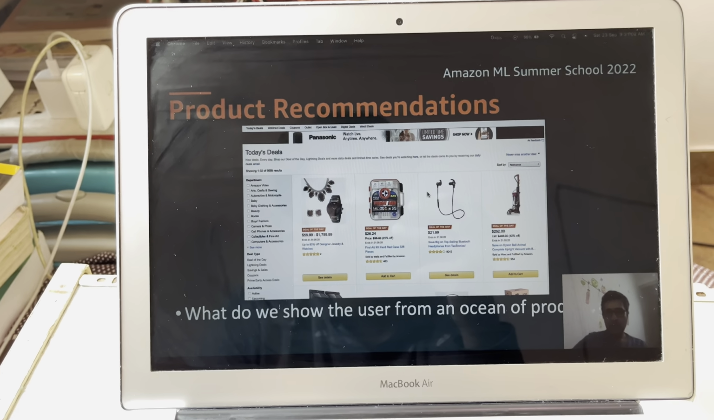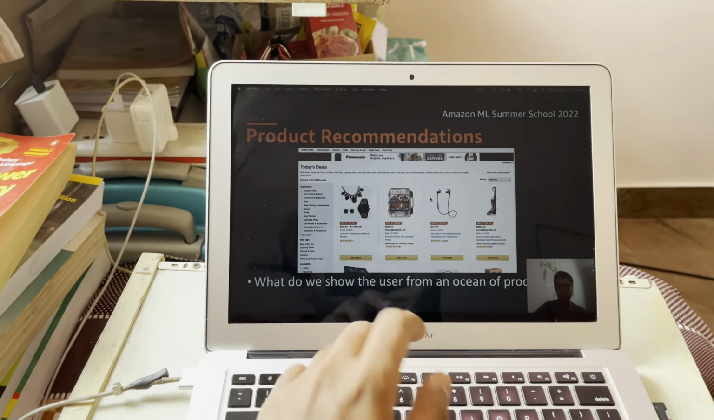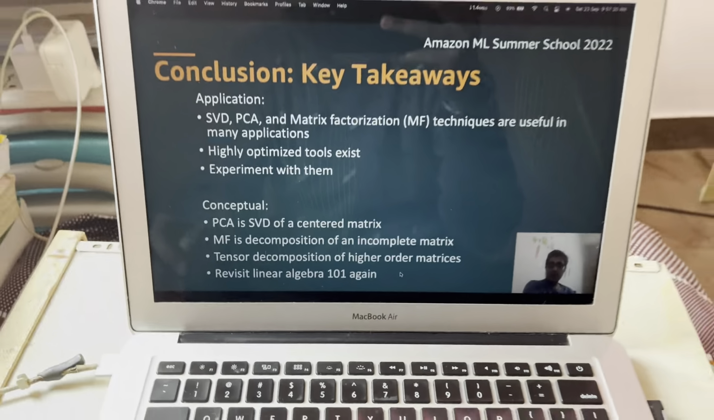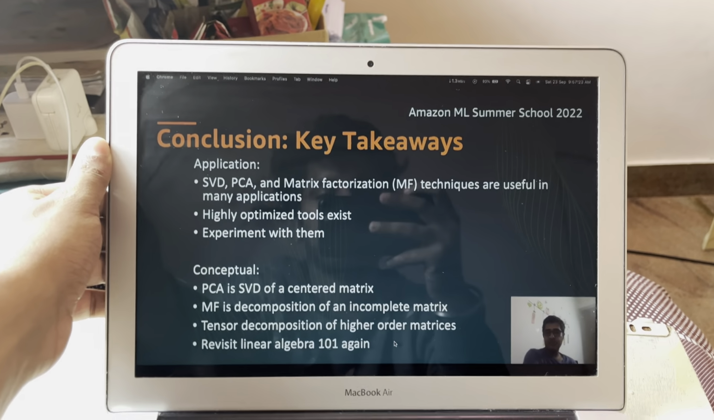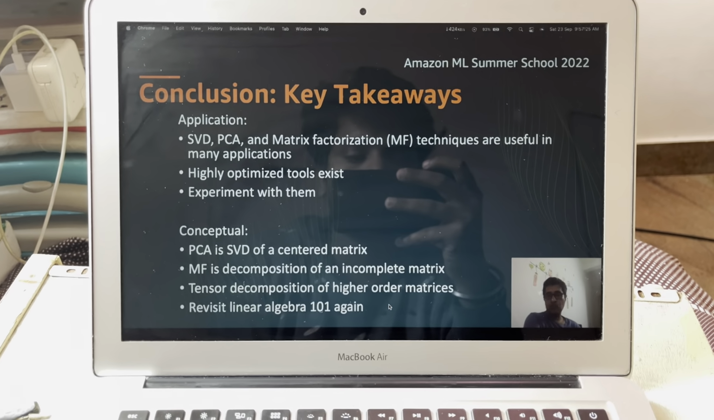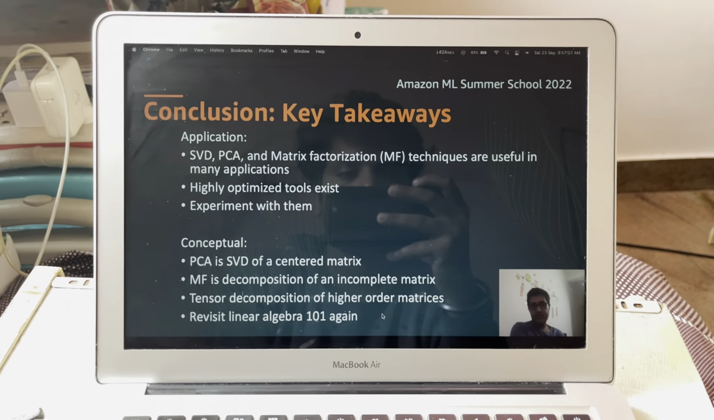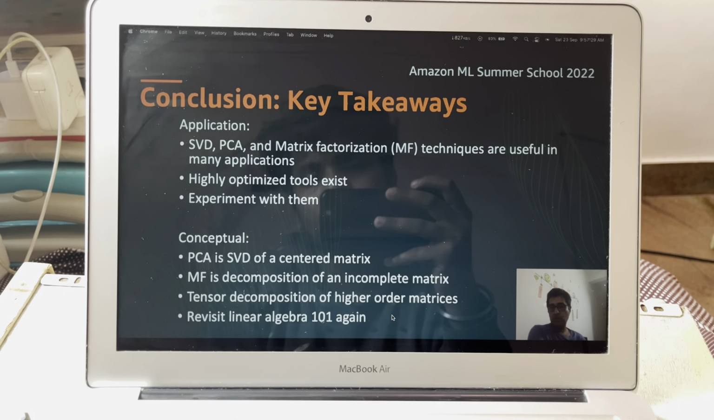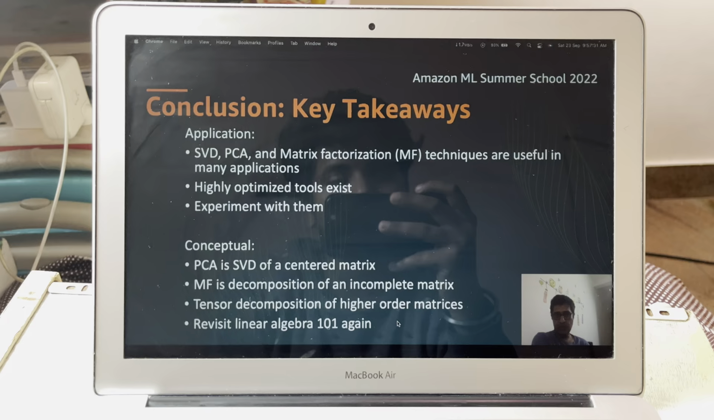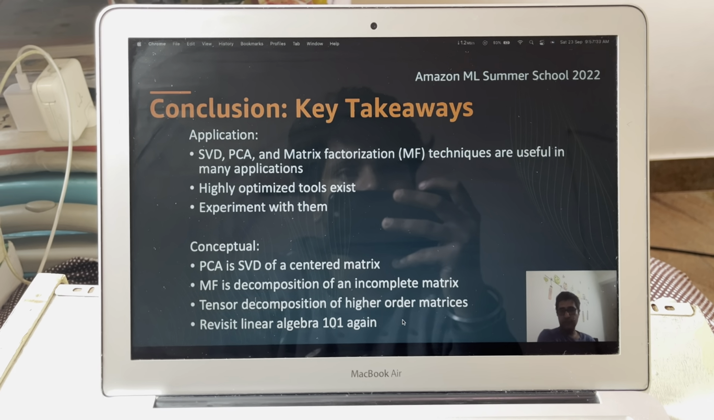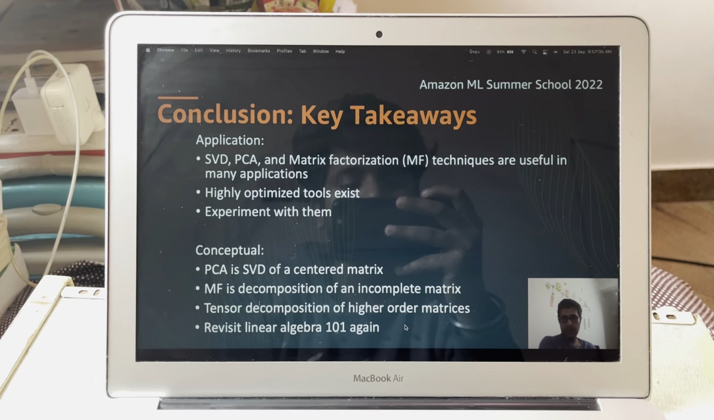For example, for product recommendation, the problem we are facing is what kind of recommendations should be shown. We were also able to discuss some of the algorithms that exist to solve these. The current state of the art is that these problems can be solved at very large scales, and there are quite efficient tools out there.